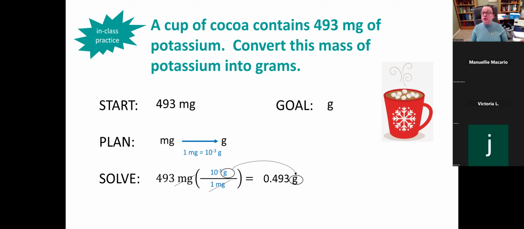So we thought we were done, but we're not, right? We need to take a look at our significant figures and decide how many should be in our final answer, right? Take a look at it. So how many significant figures are in 493? Very good. So that part has three significant figures. Awesome. Right. Now we've got to look at our conversion factor. How many significant figures are in that conversion factor of 1 milligram equals 10 to the minus 3 grams?